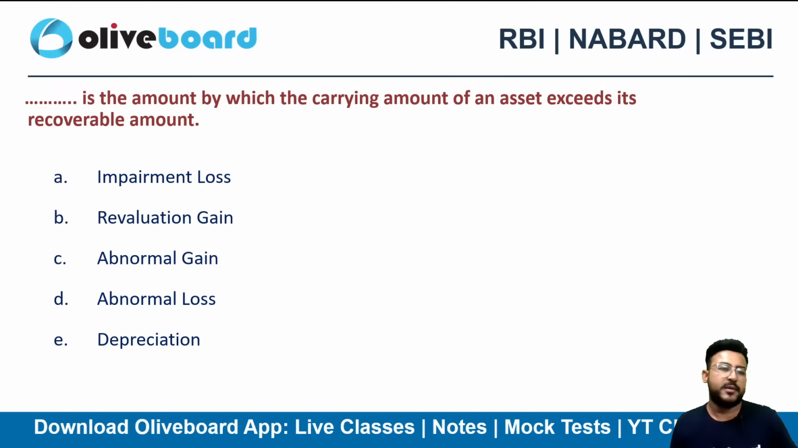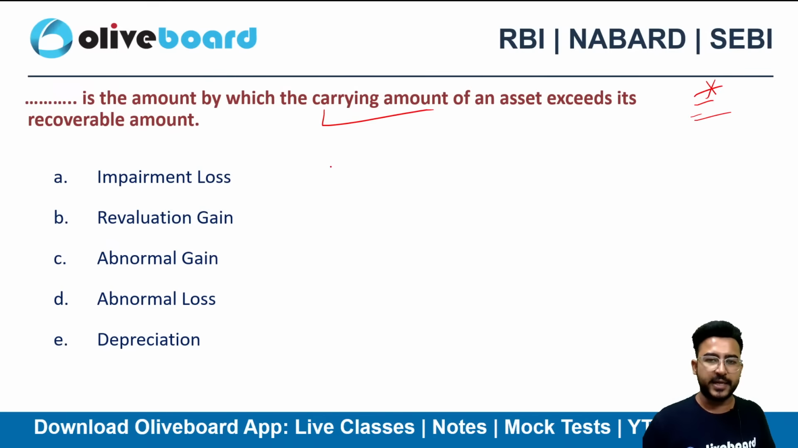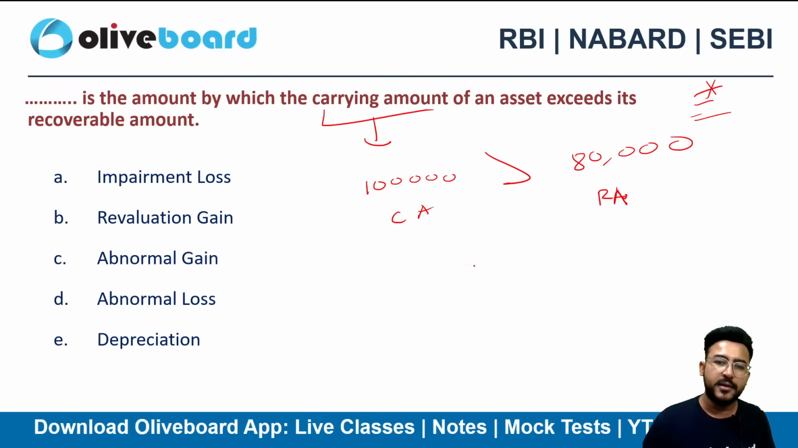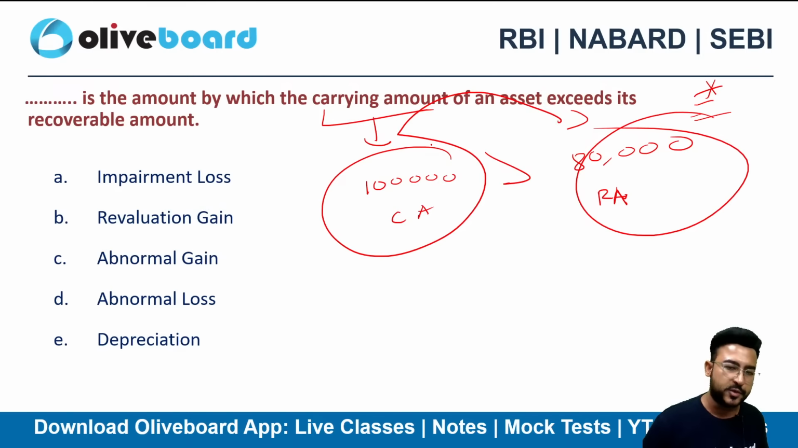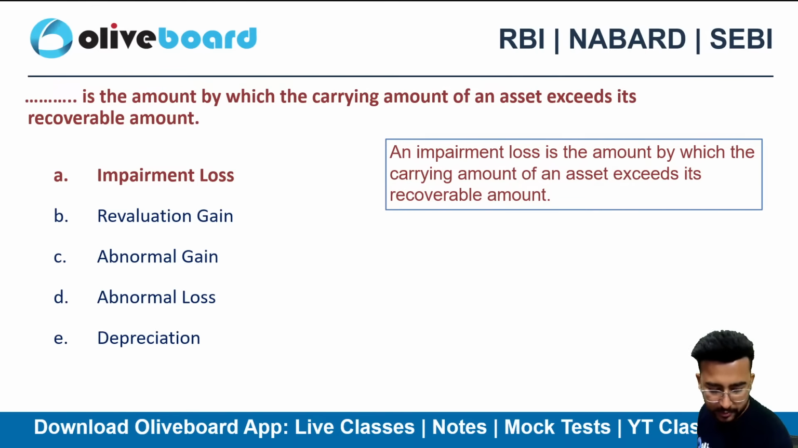Okay, this one. Dash is the amount by which the carrying amount. This is an important question for your examination. Let's suppose my carrying amount is 1 lakh rupees and it exceeds the recoverable amount. My recoverable amount is 80,000 rupees. So the asset is valued at 1 lakh rupees, however, I am only able to recover 80,000 rupees. So what about the rest of the 20,000? It will be the impairment loss, right?